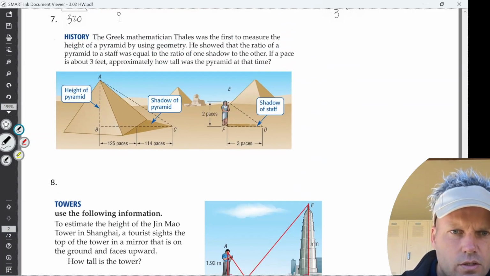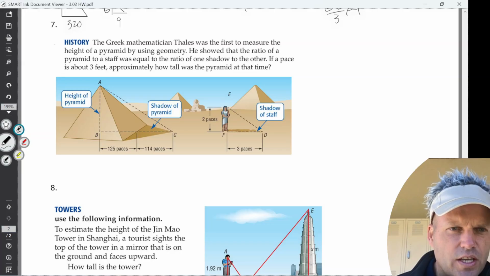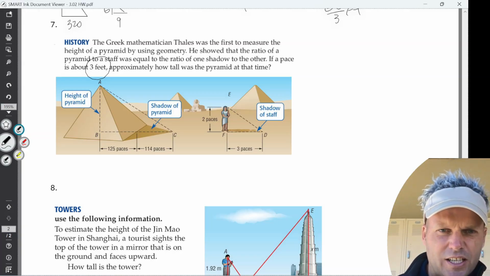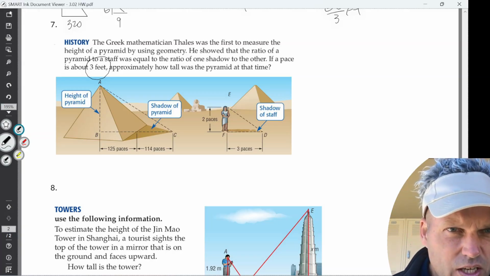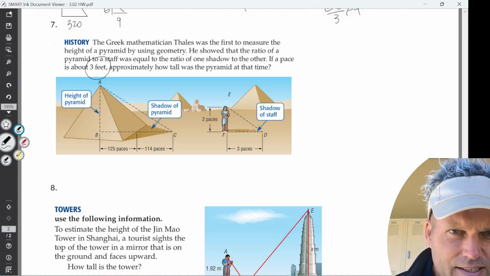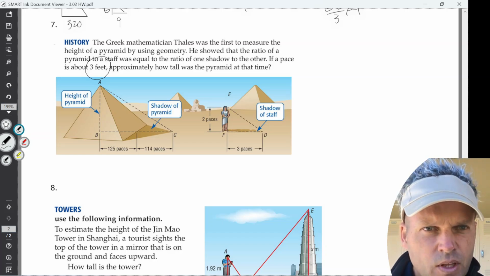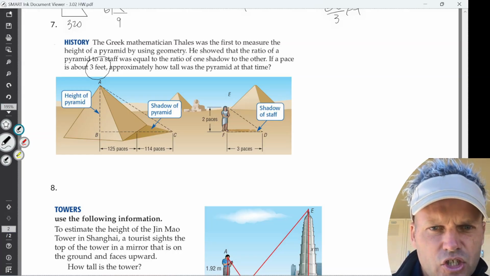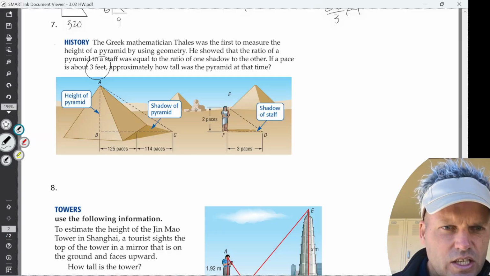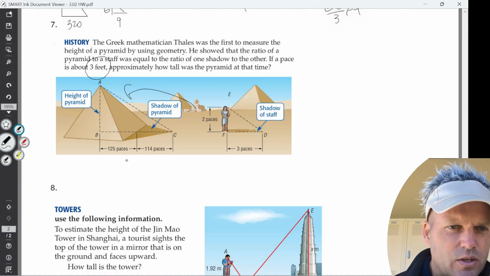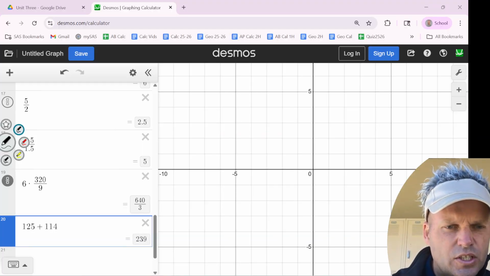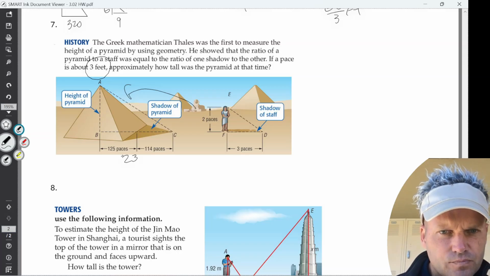Cool. 2 more questions. Another shadow question. The only thing that is different is that we're using paces, but paces are approximately this many feet. We've got my guy Thales. He is using a staff that is 2 paces tall. His shadow is 3 paces. From the middle of the pyramid all the way to the tip of the shadow is 125 plus 114 paces. So that's 239 paces total.